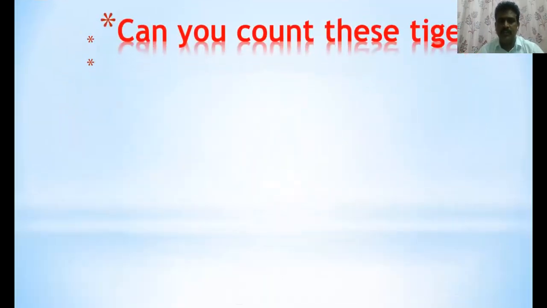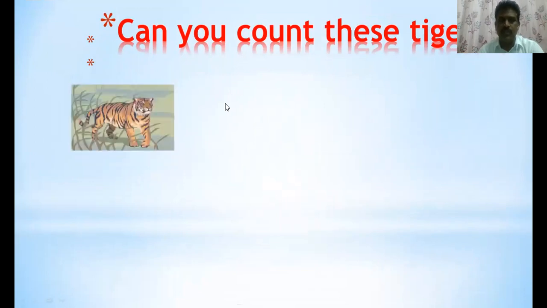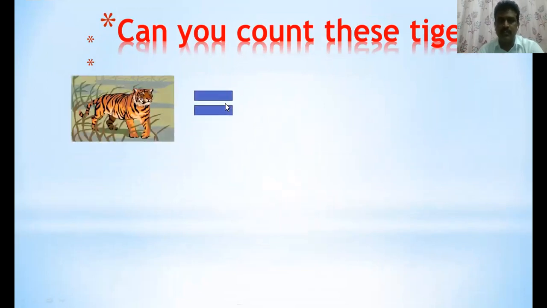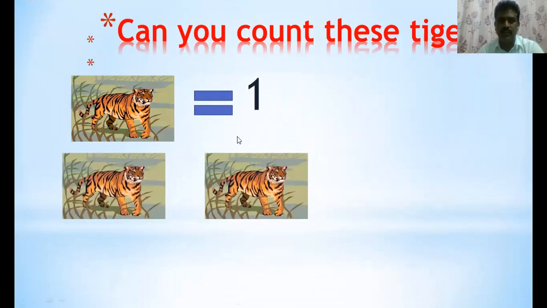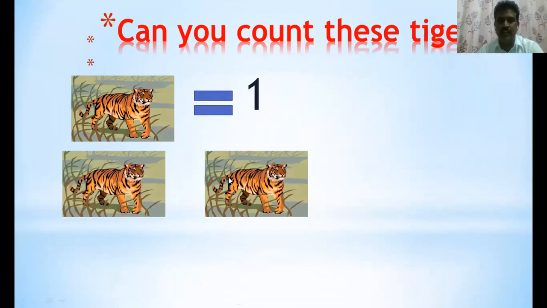can you see here? Can you count these tigers? I have given a question. Where are the tigers? See, these are the tigers. How many tigers are there here? Only one tiger is there. Count the next one. How many tigers are there? There are two tigers. Very good.